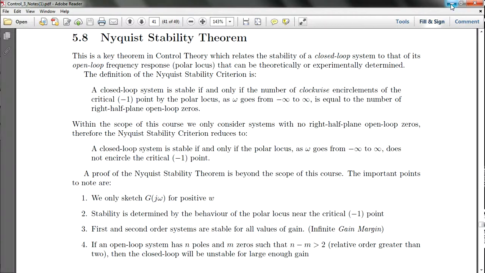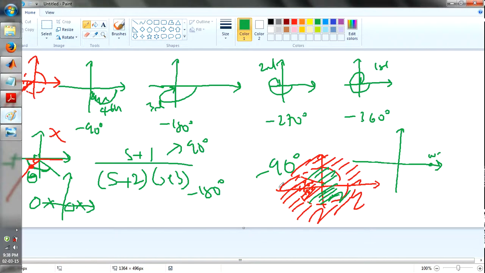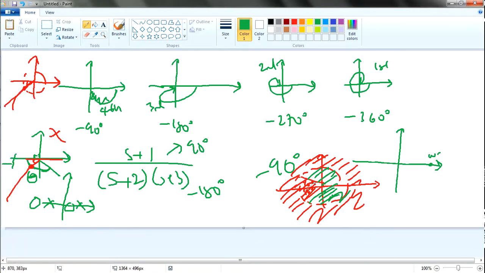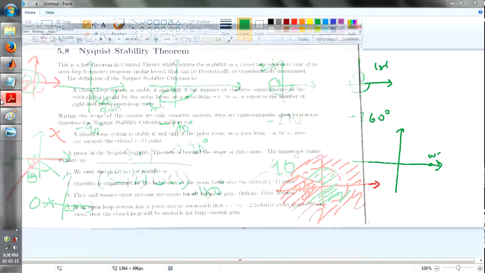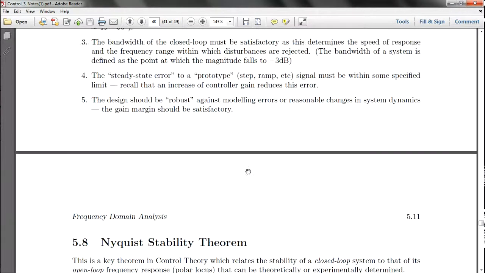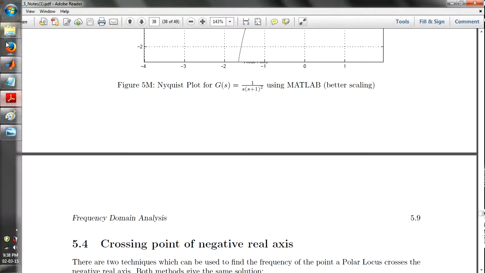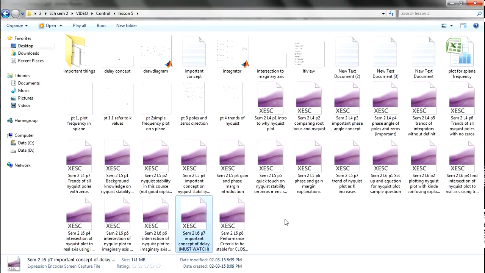So this is why it reduces to just saying that not encircling the critical minus 1 point will do, or touching the minus 1 point will do. Because if your locus encircles the minus 1 point, you are unstable already. You have to remember all these things, just read it up. Remember all the criteria, understand all the definitions. Another thing I want you to know is that the intersection point of the imaginary and real axis is a little different. Make sure you go through it.